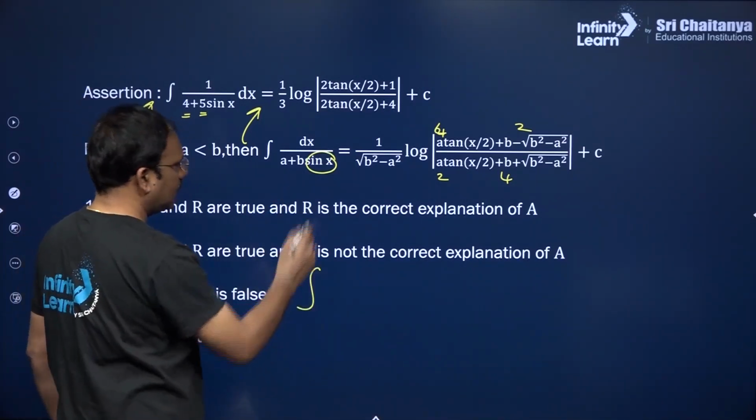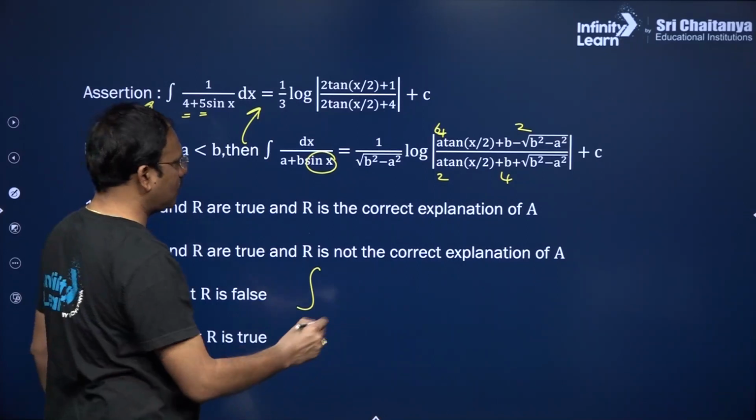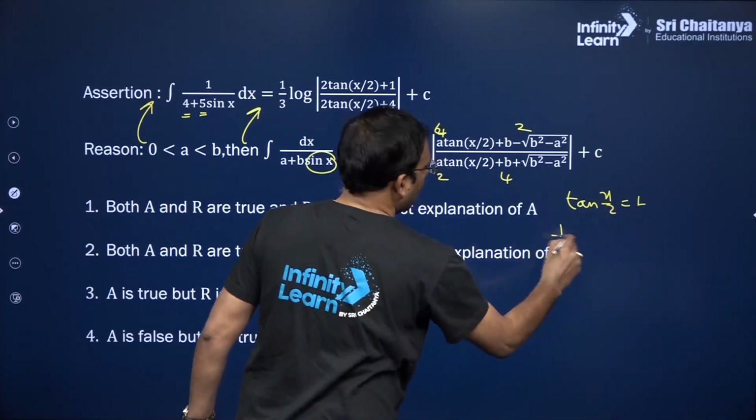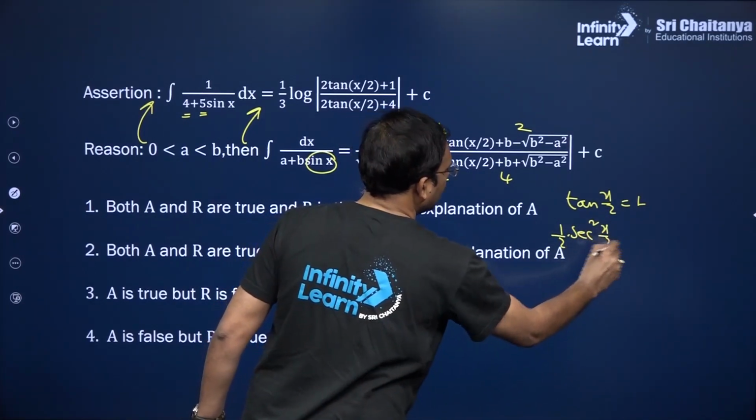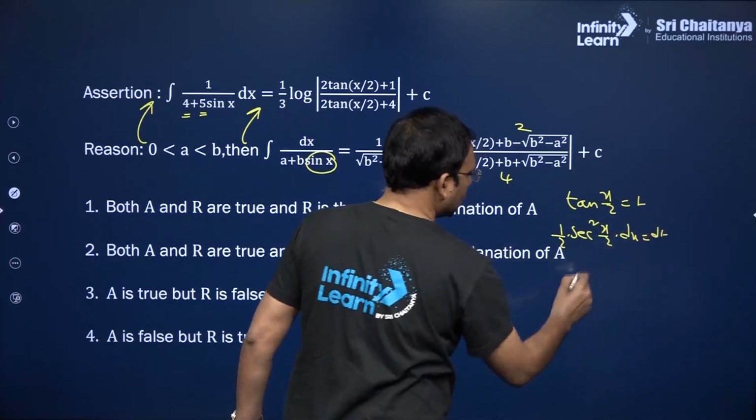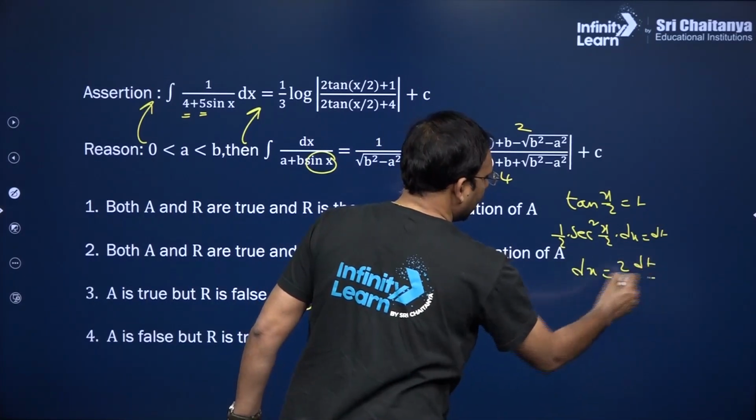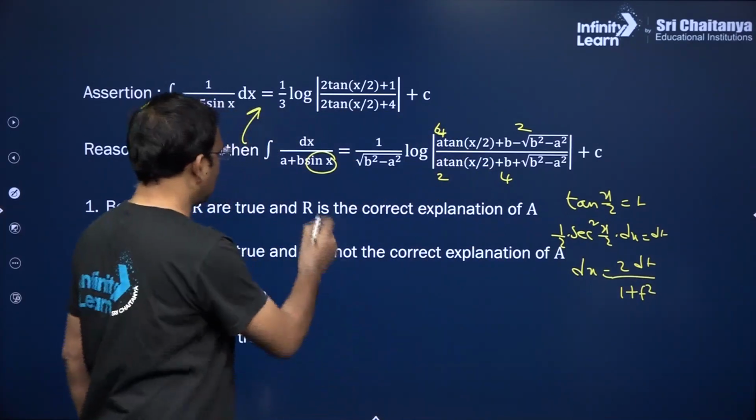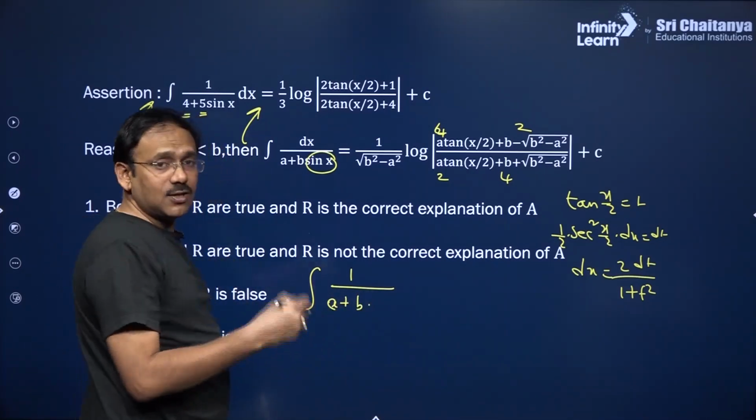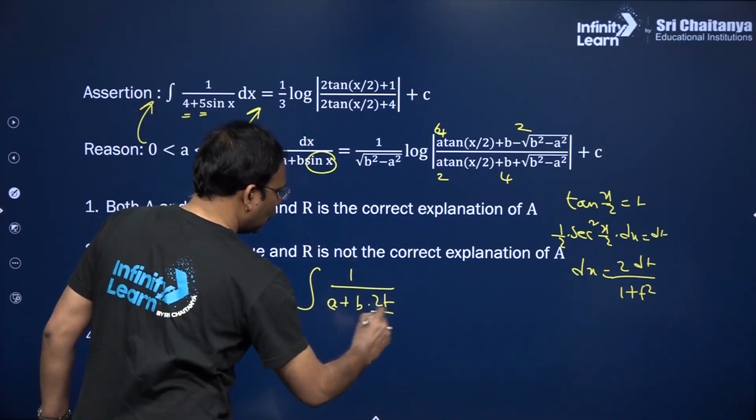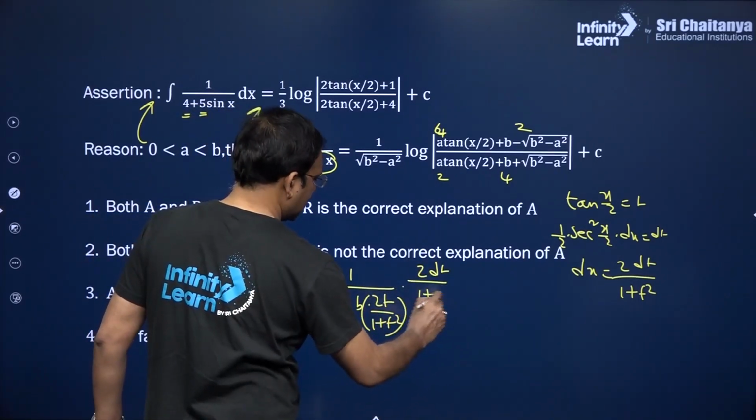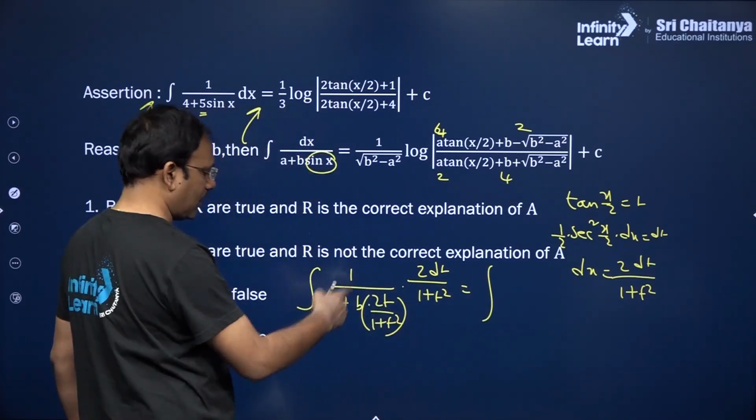Here we just do it like this: for sin x, you can write tan x by 2 is equal to t. If you take tan x by 2 is equal to t, my dear friends, 1 by 2 into secant square x by 2 into dx is going to be dt. So you will get dx is equal to 2 dt by 1 plus t square. So that, my dear friends, this becomes 1 by a plus b into sin 2x, in terms of tan you can write 2t by 1 plus t square, into dx which can be written as 2 dt by 1 plus t square.